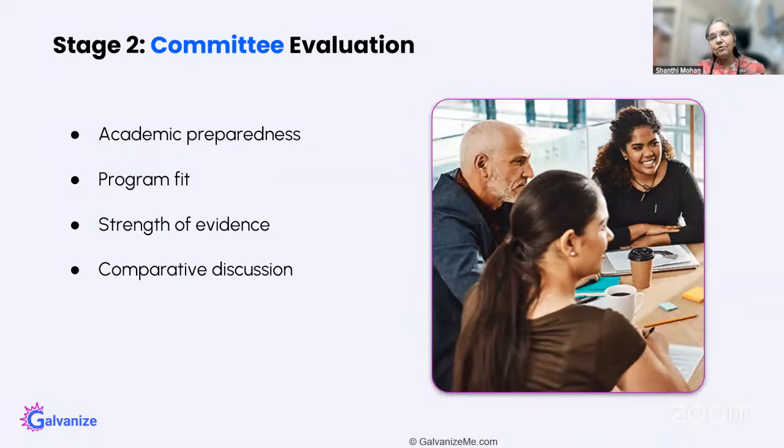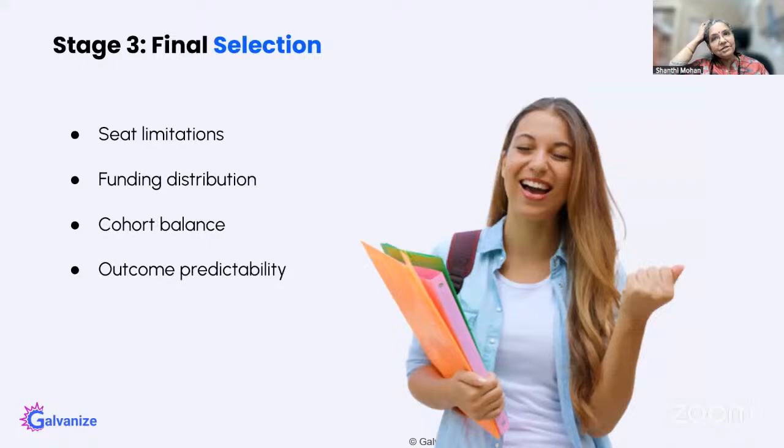Next, when you successfully clear stage one, now the committee sits there to evaluate your complete application. So now they are going to work on all the layers that we discussed. They will look at your academic preparedness, program fit, whether you have given enough evidence-based claims, and then they will have a comparative discussion with multiple students having similar profiles. And from that, whatever differentiation you make, you will stand out and get selected. So the final selection also depends on seat limitation, how much funding is available in the university, balance, and how they can predict how the student is going to be working with them in the entire 2 years or 1 year.